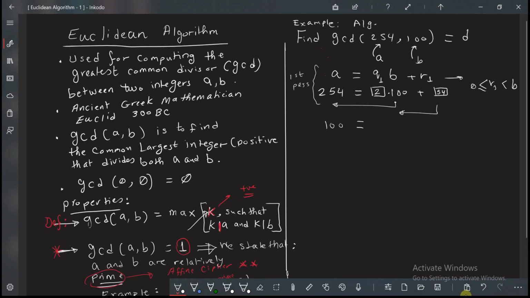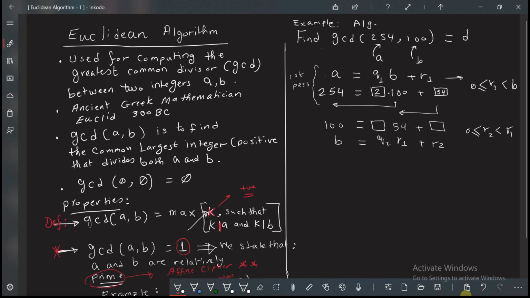Okay, so 100 actually, and there will be a number here, and 54 plus another remainder. If I want to express it in terms of letters, 100 is actually B equal to Q1. In this case, we finished Q1, this is now Q2, and this is R1 plus R2. Now the condition is that R2 is greater or equal to 0 and it has to be less than the number 54, which is in this case R1.